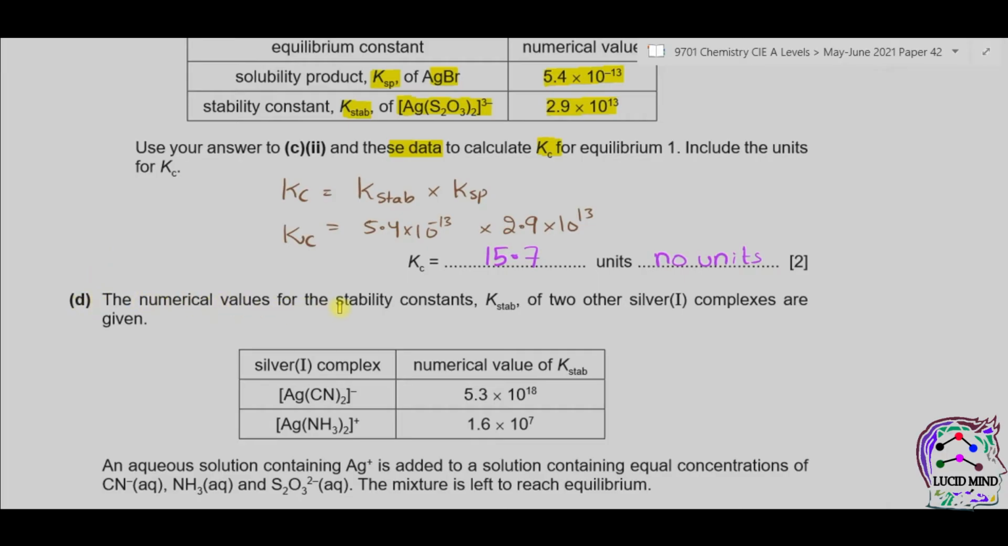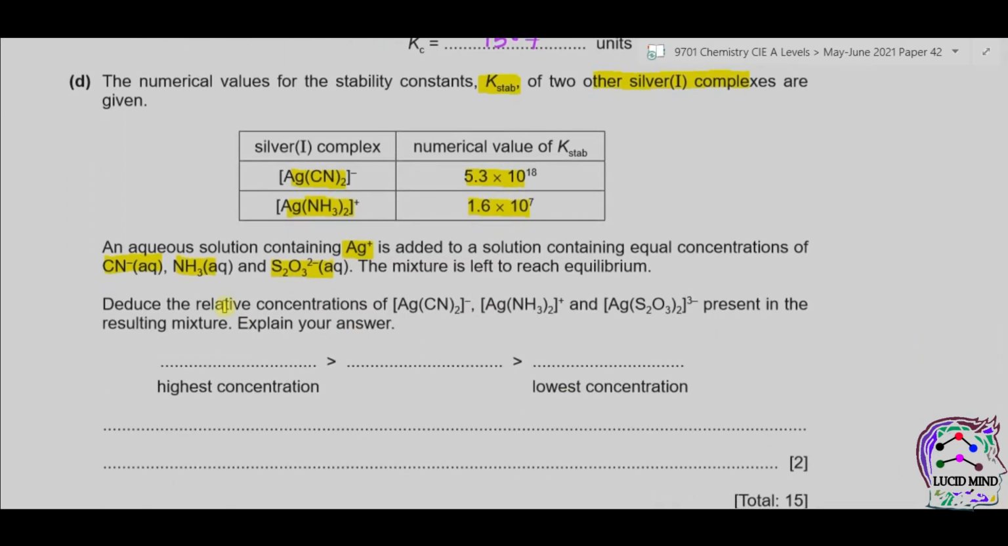Part D, the numerical values for stability constants, K stability of two other silver 1 complexes are given. This is for one with cyanide, this is for one with ammonia. We have the numerical values. An aqueous solution containing Ag positive is added to a solution containing equal concentrations of CN negative, NH3 and S2O3 2 negative aqueous. The mixture is left to reach equilibrium. Then it says deduce the relative concentration of [Ag(CN)2]-, [Ag(NH3)2]+, [Ag(S2O3)2]3- present in the resulting mixture.